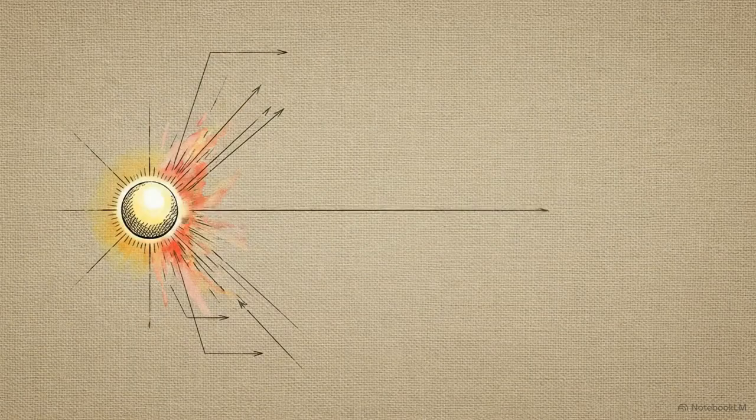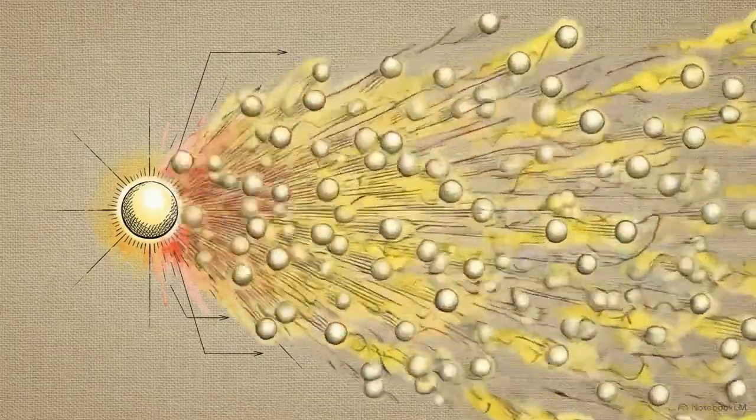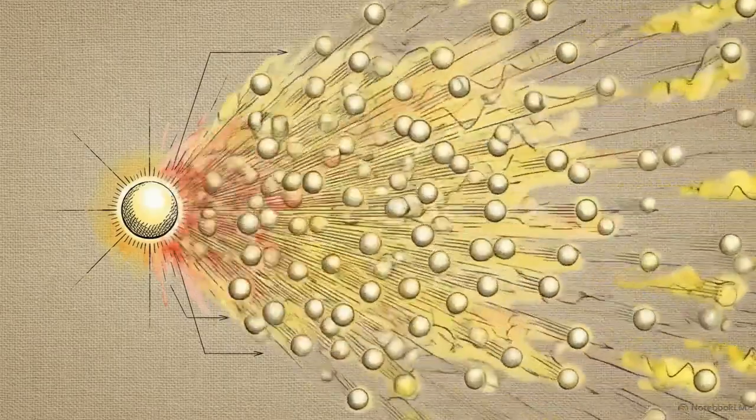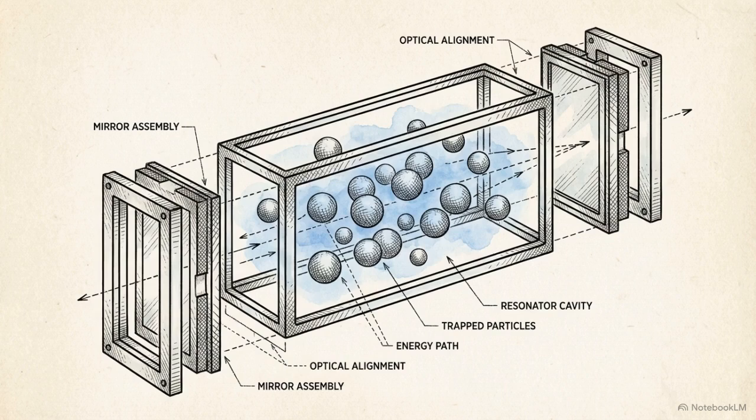One photon becomes two, becomes four. This duplication creates an exponential cascade of synchronized light within a closed system. Left alone, this chain reaction dissipates. Harnessing it requires specific hardware to contain, reflect, and direct the multiplying photons into a coherent stream.